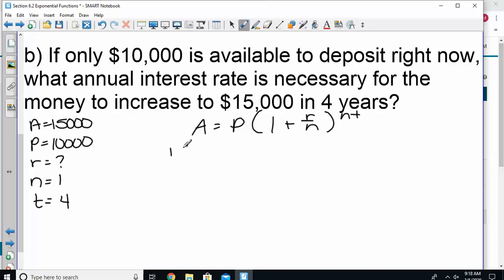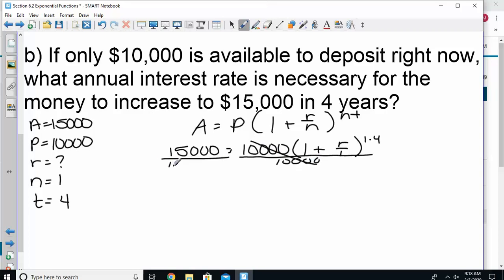So if we solve, my A is 15,000 equals P, 10,000 times 1 plus r over 1, to the 1 times 4 power. Let's clean this up. What could I do with my 10,000? It's multiplied, so we have to divide. Wait, oh, okay, never mind. You sure? Yeah, I was like, why are you dividing it by the 1 plus r? Oh, it's just multiplying back. So what's that give me?